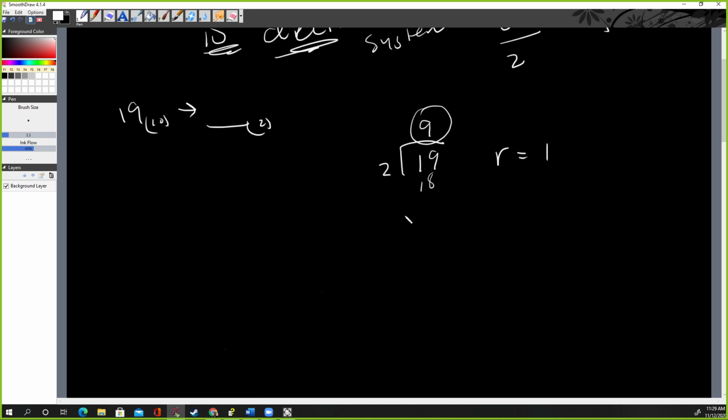Now take that 9, your answer here, and then divide that by 2 and go, how many times does that fit in there? And I think you guys agree 4 times. And there is a remainder, because 2 times 4 is 8. There would be a remainder of 1 there.